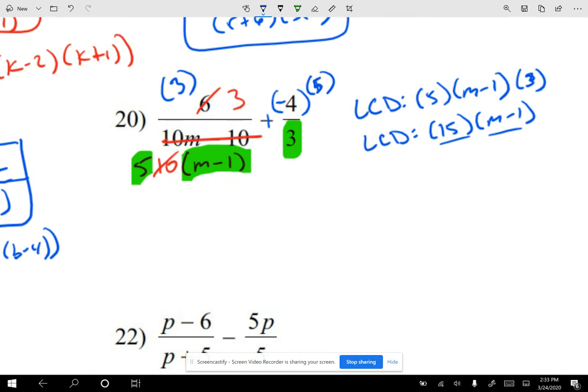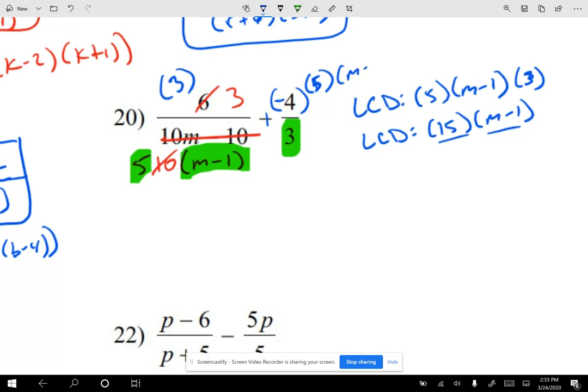All right, in order for the 3 to become a 15, for my first parentheses, let me multiply the top by 5. And then let me multiply with m minus 1 as well. So my least common denominator is 15 times (m minus 1). All right, so let's work things out. On the top of the first fraction, I have a 9. It's just 3 times 3, so that was easy.